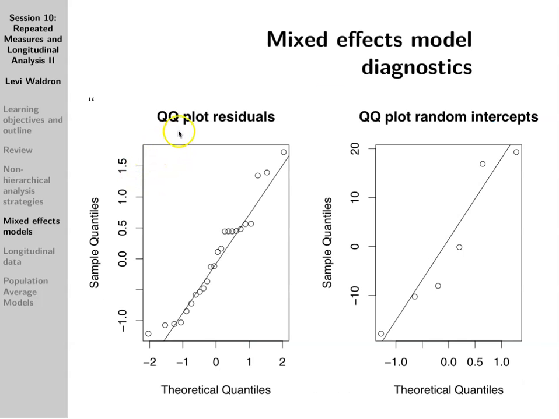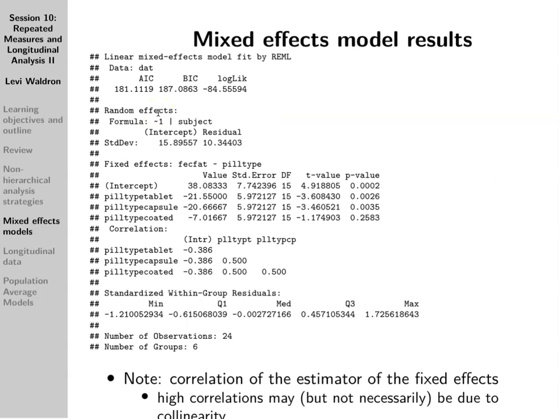We can also make QQ plots, both of the residuals, and here you see that we have lots of data points. It looks like it fits quite well along this straight line, and of the random intercepts. And this also looks pretty good, so there's no great cause for concern here as to the violation of the assumption of normality. This is the output of the summary function on that fit that we performed before, and it provides some more information for us here, including the Akaike information criterion, the Bayesian information criterion, the log likelihood that we could use for model selection between nested models.